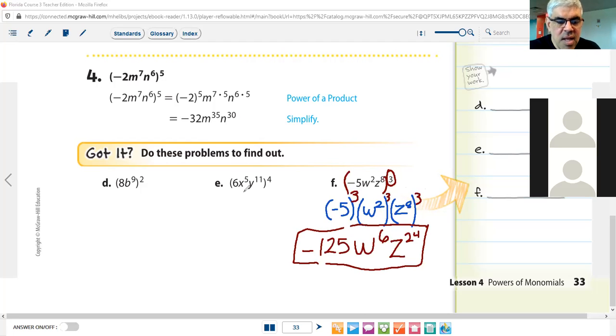Okay, now it's your turn to try D at least. Try D. Look what I did with F. Split the bases, apply the exponent, and if you have 2 exponents, multiply.